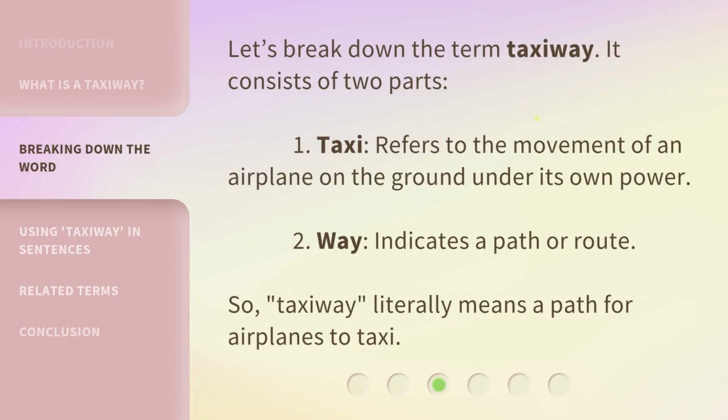Let's break down the term taxiway. It consists of two parts. 1. Taxi refers to the movement of an airplane on the ground under its own power. 2. Way indicates a path or route. So, taxiway literally means a path for airplanes to taxi.